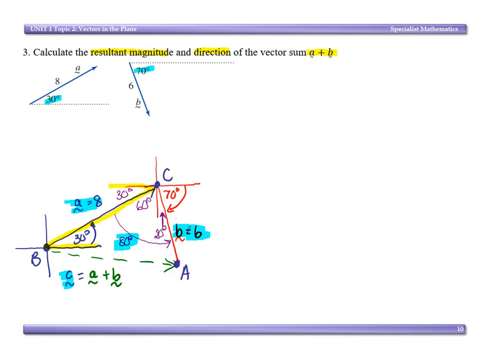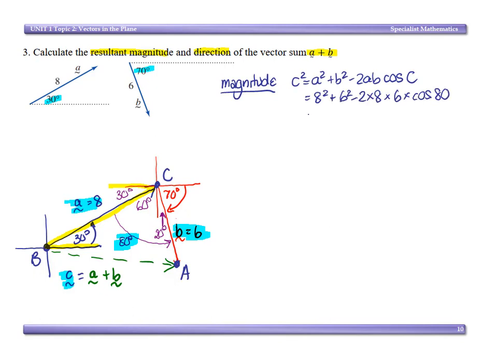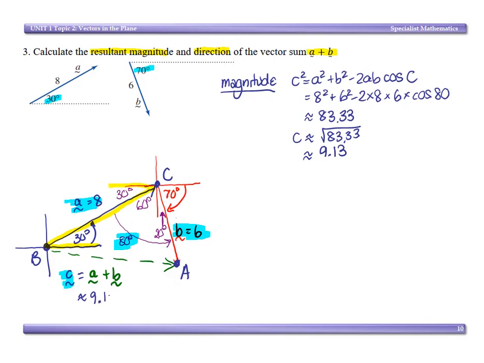So we'll be able to use our cosine rule for this. So let's write our cosine rule where we're finding C. Let's plug in our information. Let's go to our calculators. So C is approximately the square root of 83.33, which is approximately 9.13. So there's our magnitude.